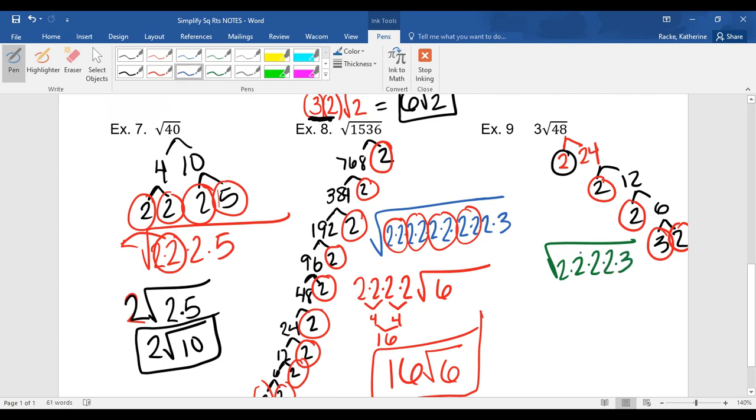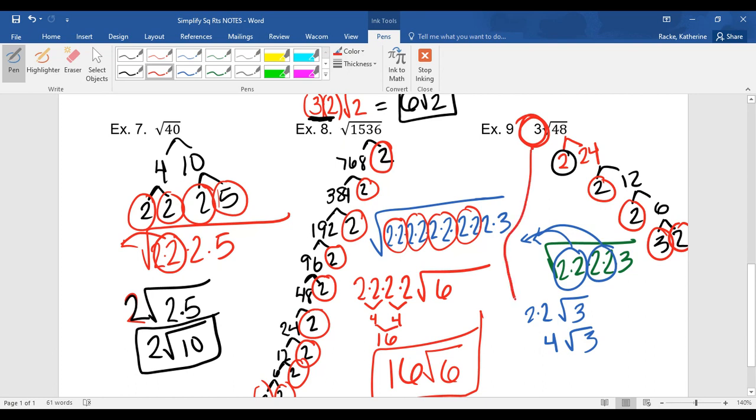How many groups of 2's do I have? 1, 2. Both coming on the outside. So 2 times 2 on the outside with a square root of 3 left on the inside. 2 times 2 is going to give me 4 with a square root of 3. Now I cannot forget about this square root of 3 that's in the front here. So I'm going to have to carry that down and put it in the front here. And I can just put it in parentheses. And I will multiply 3 times 4 then to give me 12, square root of 3.